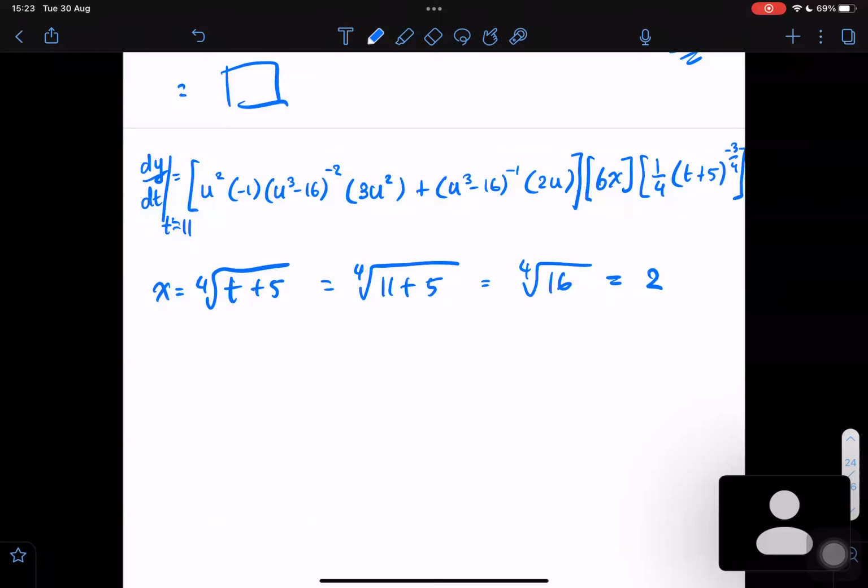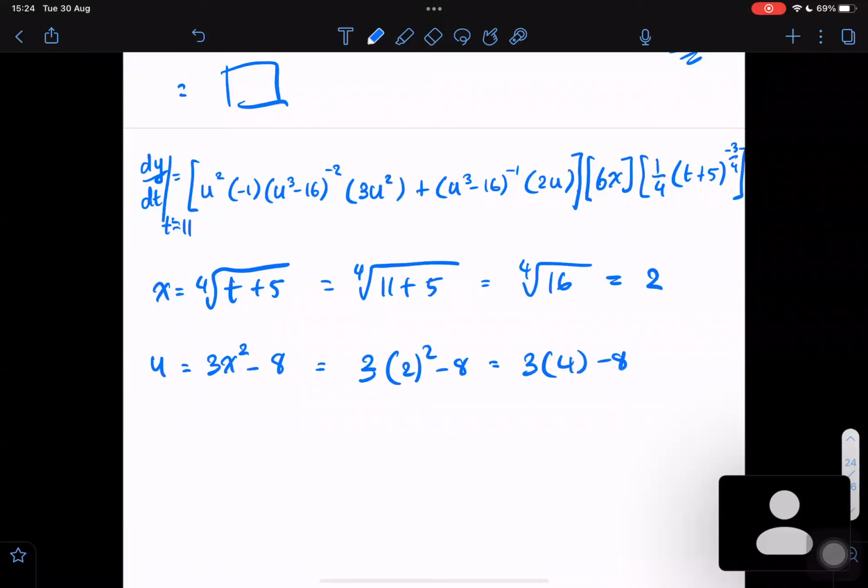Okay, so x will equal 2, and we know u is equal to 3x squared minus 8. So x equals 2, so 3 times 2 squared minus 8 will equal 3 times 4 minus 8, which is 12 minus 8, which is 4.